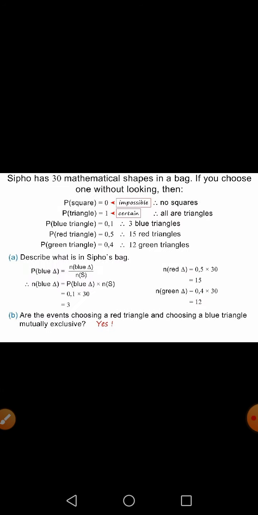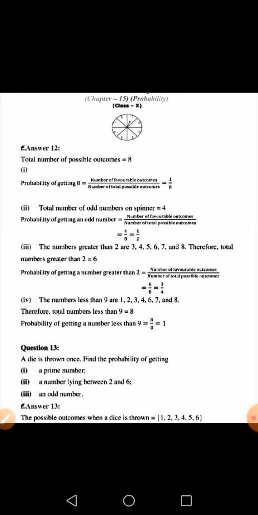Okay. Are the events choosing a red triangle and choosing a blue triangle mutually exclusive? Can you tell me? Is that mutually exclusive? Of course, yes. How can I get a triangle that is red and green, or red and blue, or red and whatever at the same time? Of course, it's only one color. So it's mutually exclusive, as the two events can't happen in one event or one trial to pick up one. You got it? Okay. Thank you.